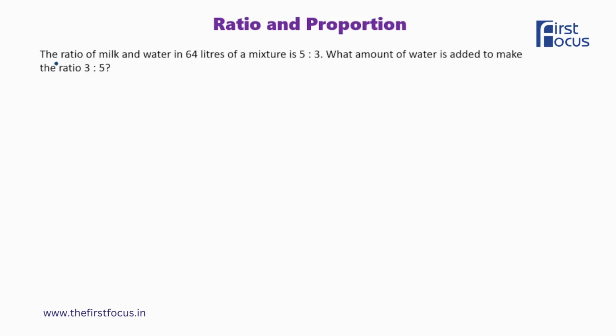In the question, it is given the ratio of milk and water in 64 liters of a mixture is 5 is to 3. What amount of water is added to make the ratio as 3 is to 5? First, we have to find the quantity of milk and water in the mixture by using the data 5 is to 3. Then we have to find x amount of water added to this mixture to make the ratio as 3 is to 5. Let us solve the problem.